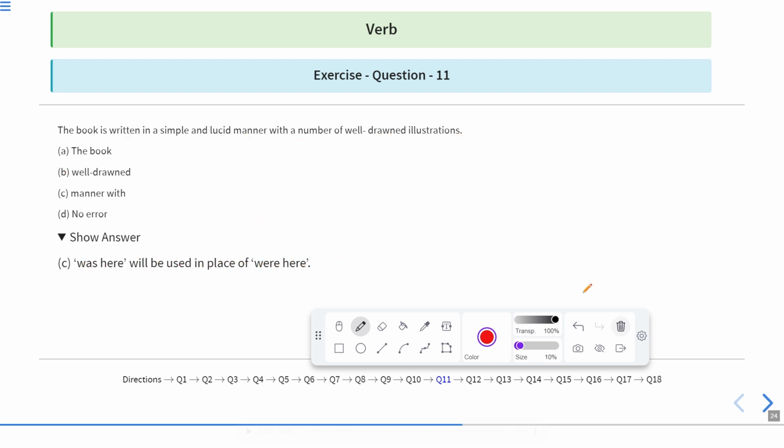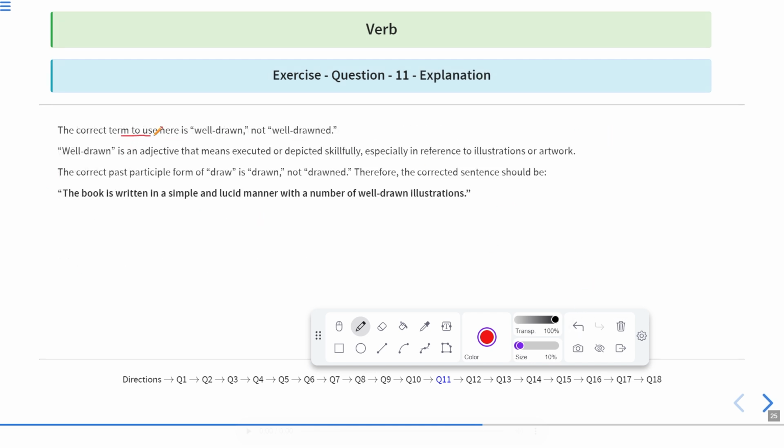Now let us see the explanation. The correct term to use here is well drawn, not well drawn. So this is the correct sentence, and the answer which is written over there is somewhere wrong. Maybe it is a typing error. Well drawn is an adjective that means executed or depicted skillfully, especially in reference to illustrations or artwork. The correct past participle of draw is drawn, not drawn. Therefore, the corrected sentence should be, this book is written in a simple and lucid manner with a number of well-drawn illustrations. Okay, so this will be the correct sentence.